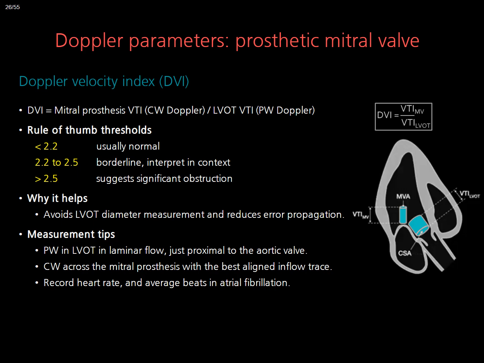The Doppler velocity index is a quick, robust parameter for prosthetic mitral valves. It is the ratio of the mitral prosthesis VTI on continuous wave Doppler to the LVOT VTI on pulsed wave Doppler. Because it is a ratio, it avoids LVOT diameter measurement and is often more reliable than continuity EOA in difficult windows. A DVI above about 2.5 supports significant obstruction, while values below 2.2 are usually reassuring.